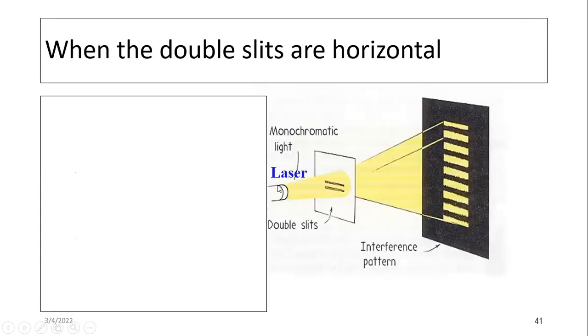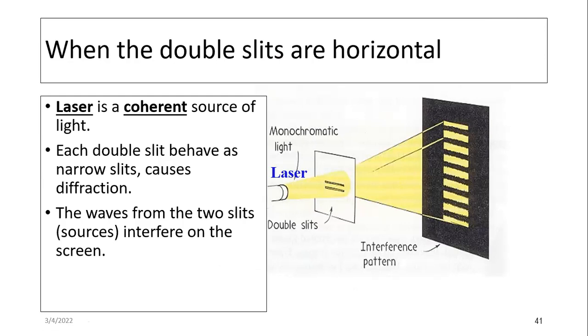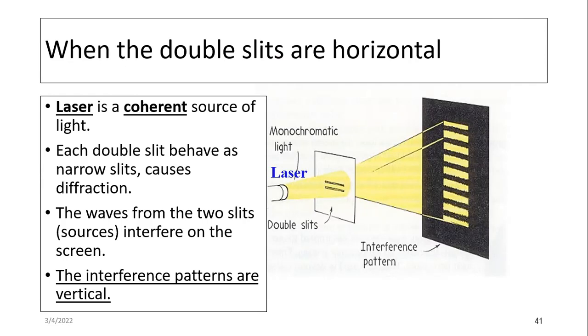Okay, so if you use laser, then you can replace a single slit with the laser. Just now we used a vertical slit, now if we use a horizontal slit, then the diffraction is in the vertical plane. These are just applications, that's all. Laser is a coherent source of light. Each double slit behaves as a narrow slit, causes diffraction. We are just repeating. The waves from the two slits interfere on the screen, then we see a vertical interference pattern.